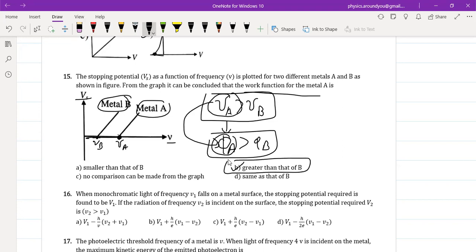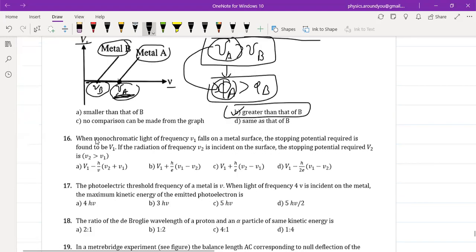That is the appropriate option. Why? Because this is nothing but the threshold frequency, the frequency required to just start the photoelectric emission. Threshold frequency of A is greater than threshold frequency of B. Therefore, threshold of A is greater than threshold of B. That is, the 15th question goes with B.